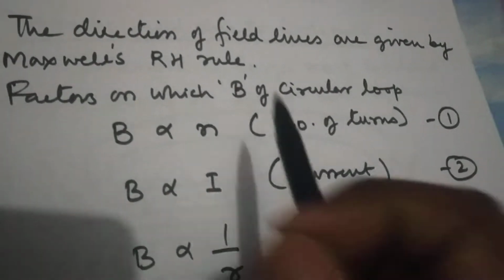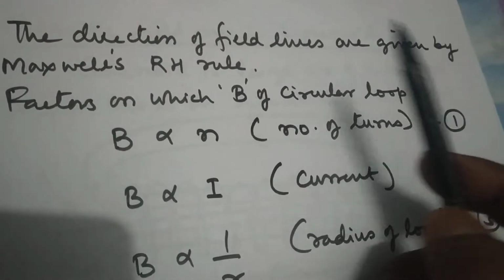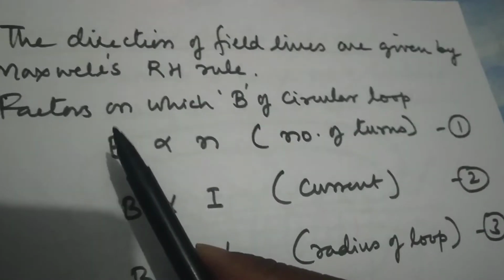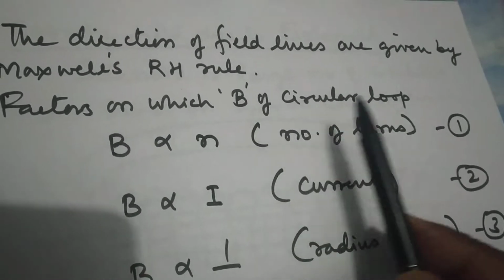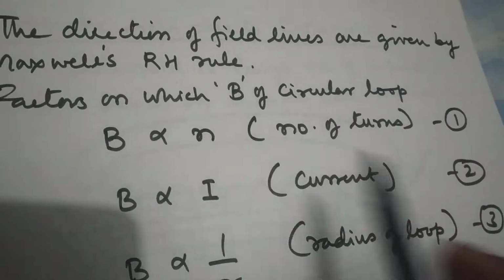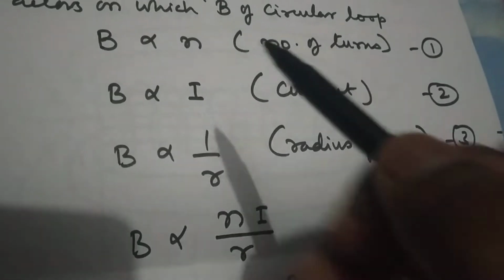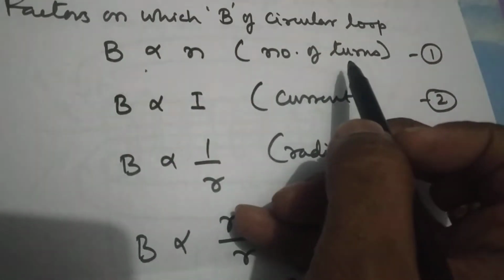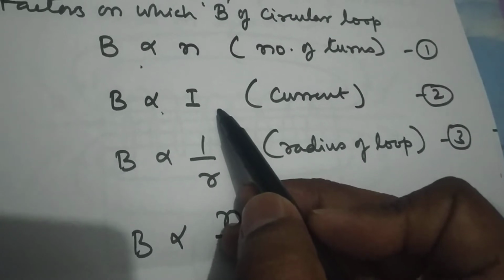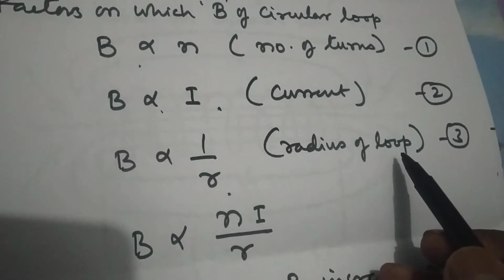As we move to the factors, you already have been told the directional field lines are given by Maxwell right hand rule or Maxwell right hand thumb rule. Factors on which the B of circular loop depends: here the magnetic field will depend upon 3 factors. Dear student, please follow. Directly proportional to number of turns, directly proportional to the basic factor, that is current, and inversely proportional to the radius of the loop.